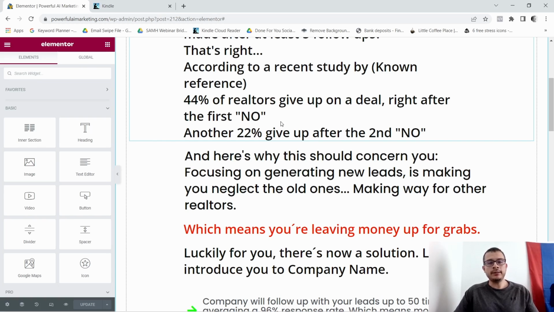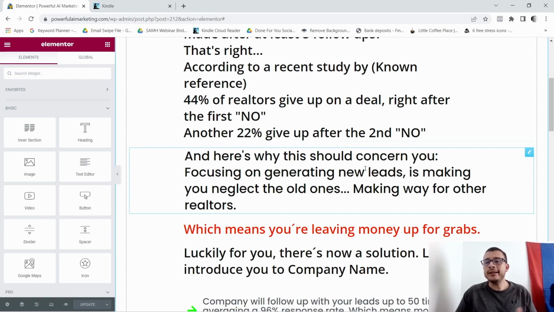And then I continue on, just basically sticking the knife in there, right? 44% of realtors give up on a deal right after the first no. Another 22% give up after the second no. So I can still add some more in here. Maybe the remaining, what would that be? 34%, 36%, right, would be the remaining. I might be able to add that in there.